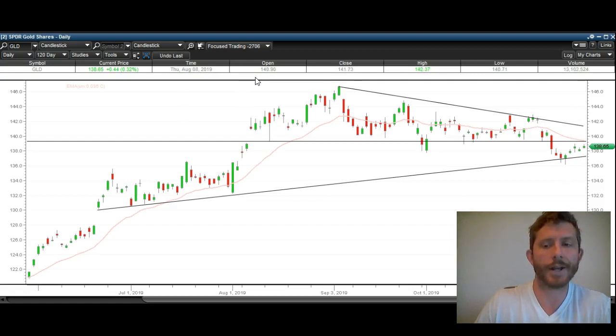We've basically been trading not sideways, but in a tight range here for a while. So I think that if we finally get some kind of resolution, whether it be to the upside or the downside, that's what you want to look for in gold to make a trading decision.